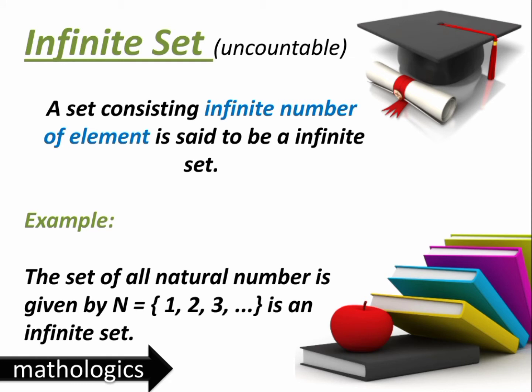Infinite set. Infinite means uncountable. A set consisting of an infinite number of elements is said to be an infinite set. Example: the set of all natural numbers is given by N equals {1, 2, 3, and so on}, which is an infinite set. In this example, the ellipsis shows that the members or the elements of this set N go on till infinity.